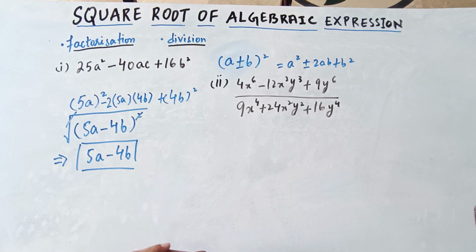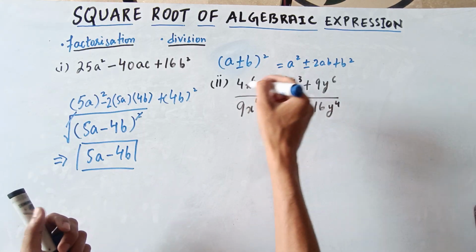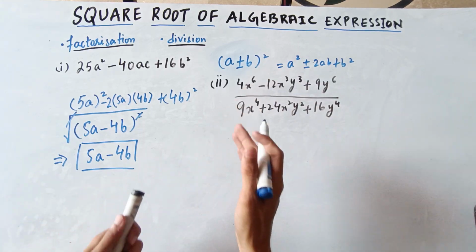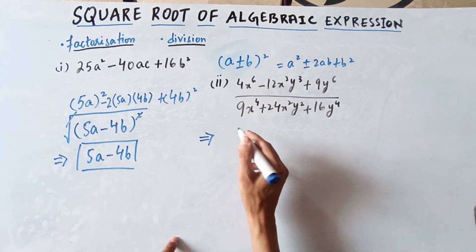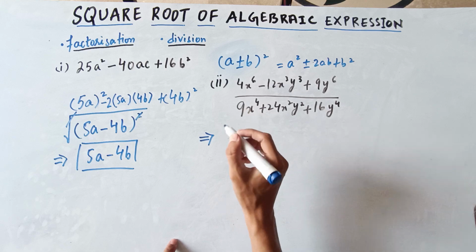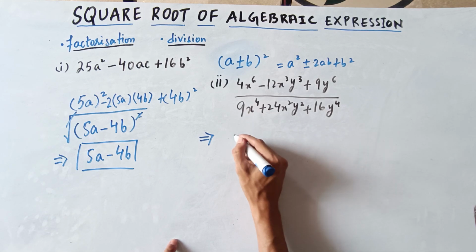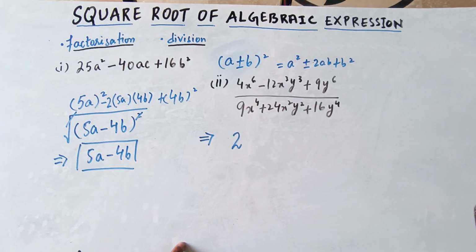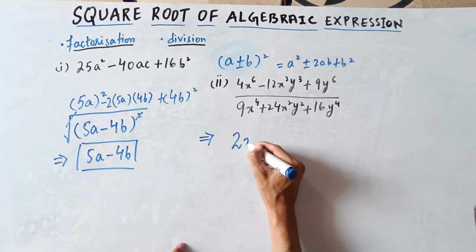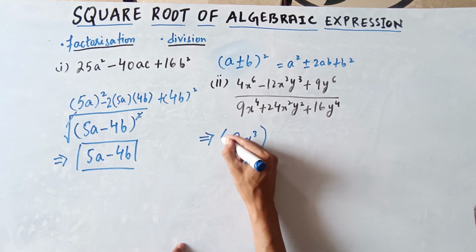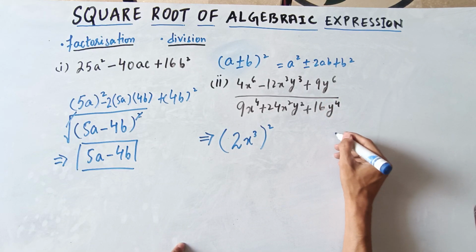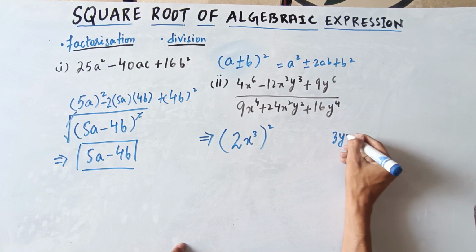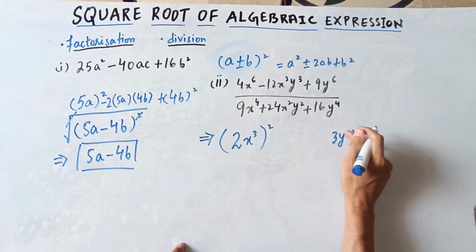To find the square root of it, we will apply the same method that we applied in part 1. You can do it one by one, or simultaneously with both the numerator and denominator, it's up to you. So let's do it together. First of all, in the numerator you can apply the identity by taking 4 as 2 square, and x power 6 you can write as x cube whole square, right? And over here it is written 9y power 6, so you can write it as 3y cube whole square.